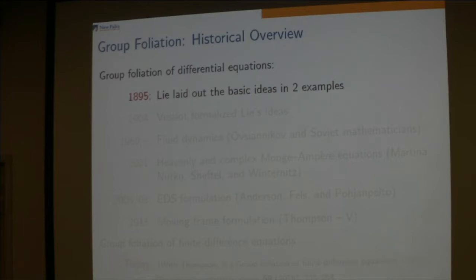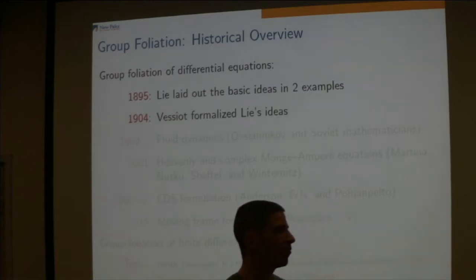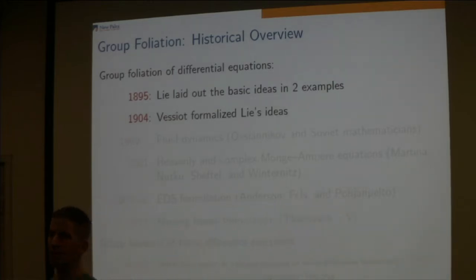And in one of his papers, he gave 2 examples of what group foliation is, and that was published in 1895. But he just gave 2 examples. He was talking about symmetries, and then he said, oh, by the way, we could actually solve these 2 equations that way. And then he didn't mention much more about it. After that, it was Vessiot who took the 2 examples and developed the rigorous theory of group foliation. That was done in 1904.